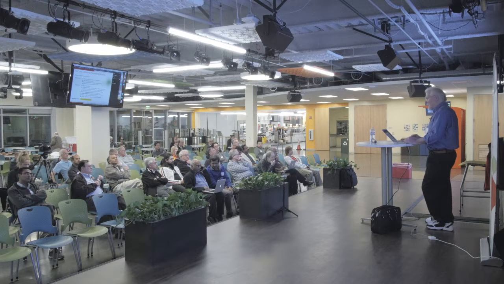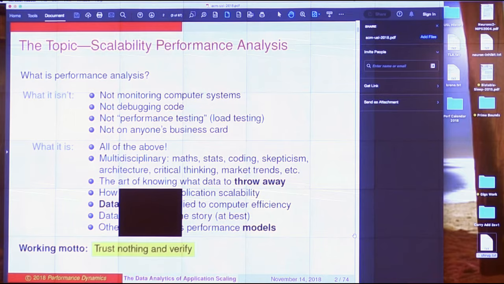The other main point is that data is only half the story. I mean half, you know, in a rhetorical sense. And the other half really requires having a modeling framework. Otherwise, how the hell are you going to know if you're wrong? You can't tell that just looking at data. So the other thing is my working motto that I have is trust nothing and verify.